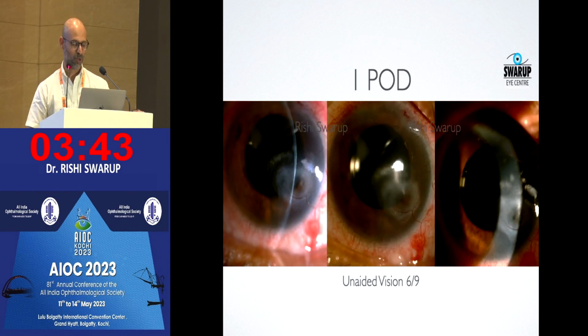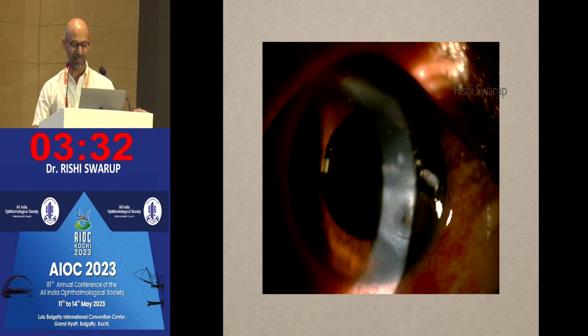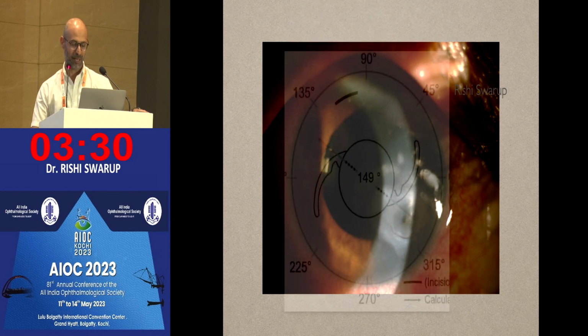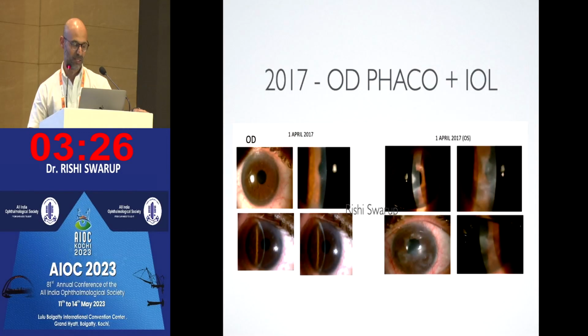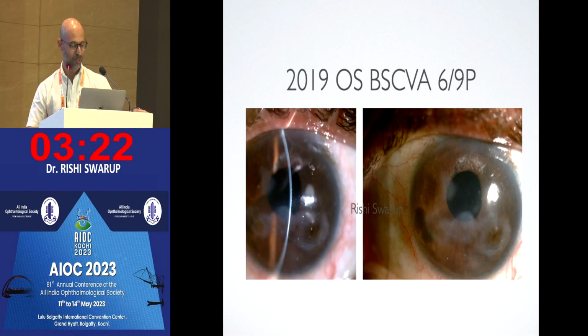That's what she looked like post-operatively. You can see that she got a very good outcome, unaided 6/9. Till now, she's maintaining that vision, and unfortunately, she's not had any more corneal episodes after that. So she's doing well, and that's what she looks like. Even several months and years later, it maintained its position. Subsequently, right eye phaco IOL was also done, and she's maintaining good vision in both her eyes.